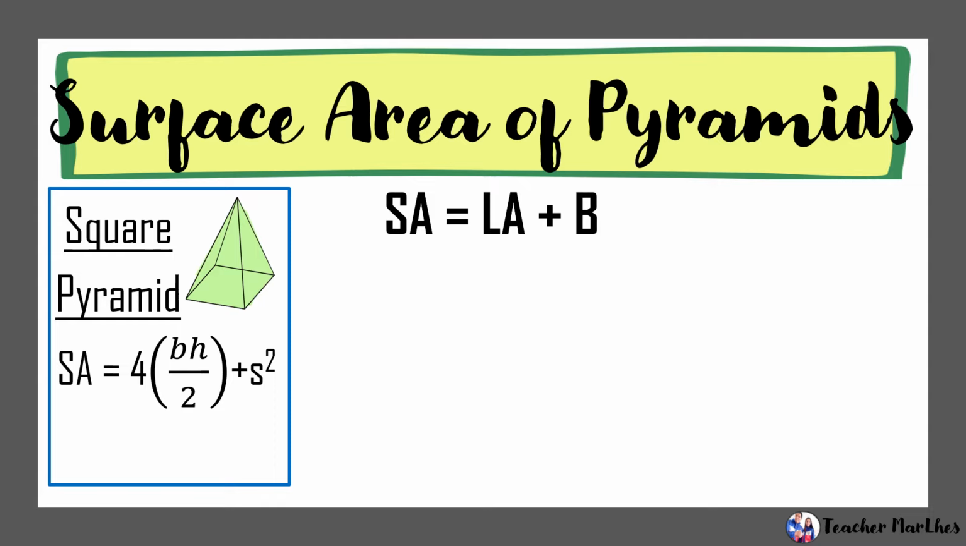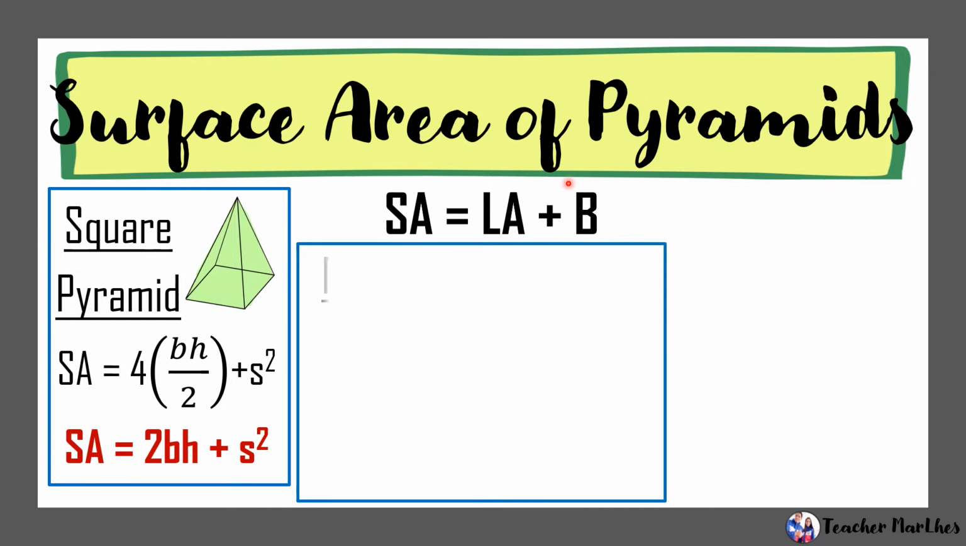To simplify the formula in finding the surface area of a square pyramid, we have 2 times base times height, kasi kinancel na natin itong 4 divided by 2 is 2. Kaya we have 2 times base times height plus s squared. So, ito yung pinaka-formula ng surface area ng square pyramid.